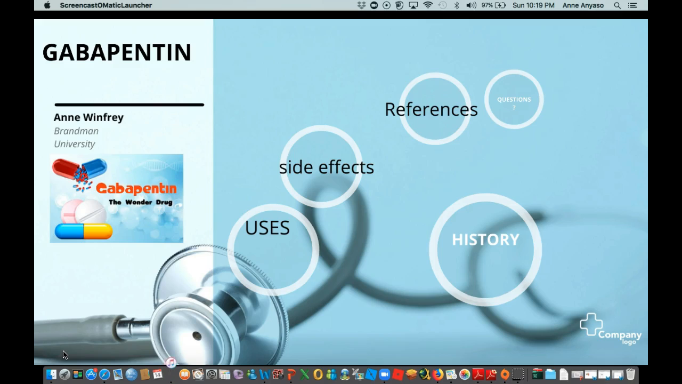Today, I'll be talking about the uses of this medication, some history of this medication, the mechanism of action, that's how it works, the side effects. I'll be talking about some medication counseling and, of course, my references.